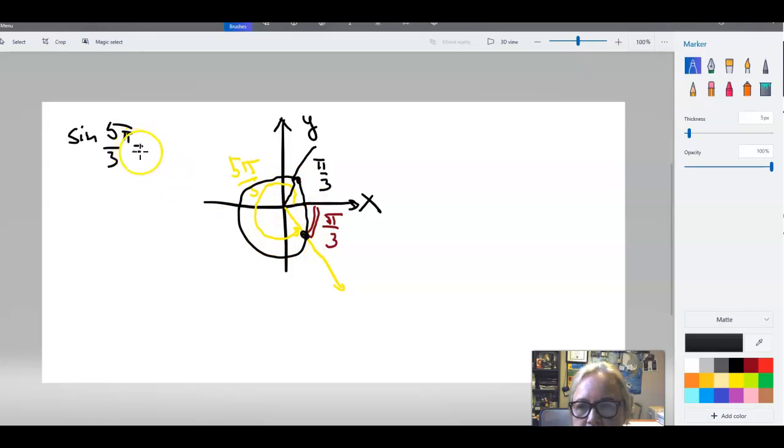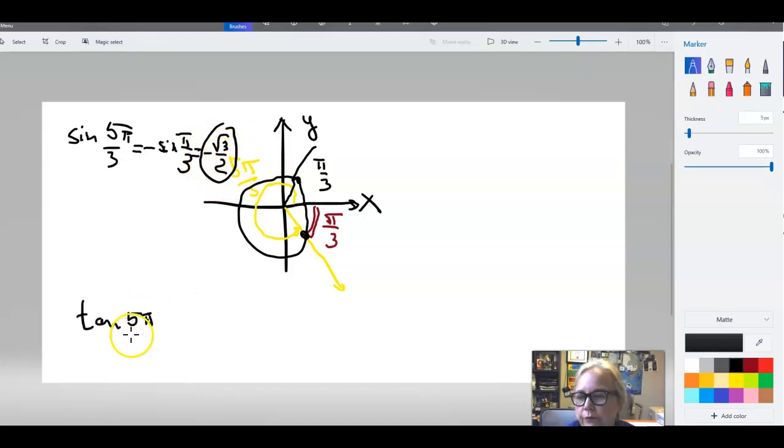Sine we associate with the y-coordinate. For sine pi over 3 it will be a positive value. For sine 5 pi over 3 it will be negative y. So we say negative sine pi over 3. And what is sine pi over 3? Negative square root of 3 over 2 is the answer.